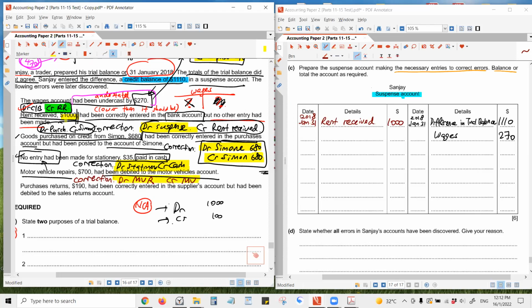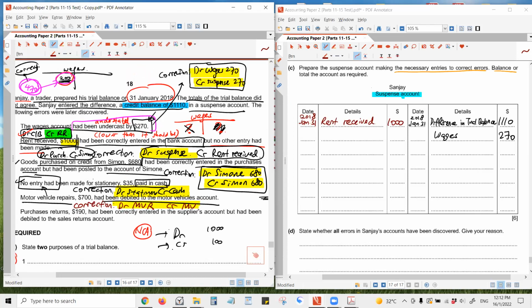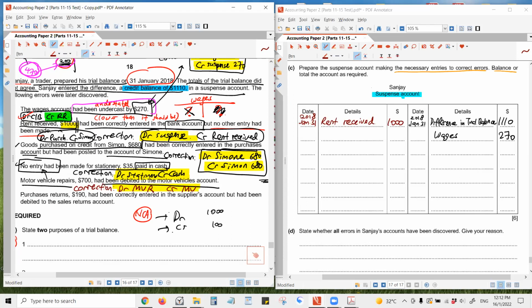Okay. Last one. All the ones highlighted in yellow, you know what they are, right? They are the corrections. Okay, last one. Purchases journal, purchases returns 190. Okay, before you continue to read, try to recall what are the T account entries for purchases returns. When you return goods back to the supplier, you will credit purchases returns, debit the supplier account.